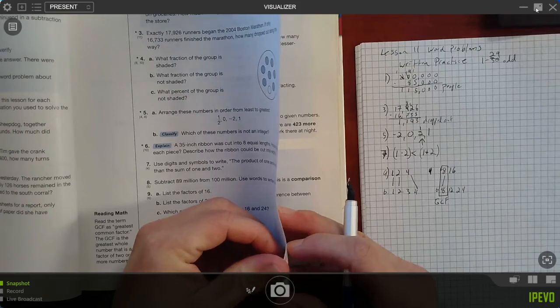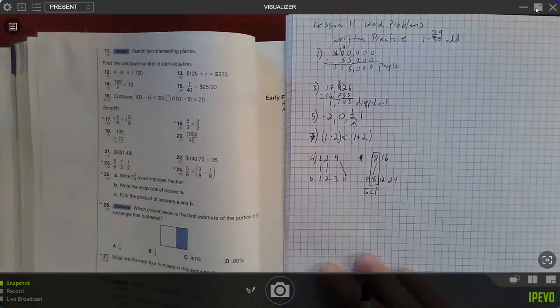And I would say that number 9 is important to know. We're going to use that a lot more. So number 9 is good stuff.